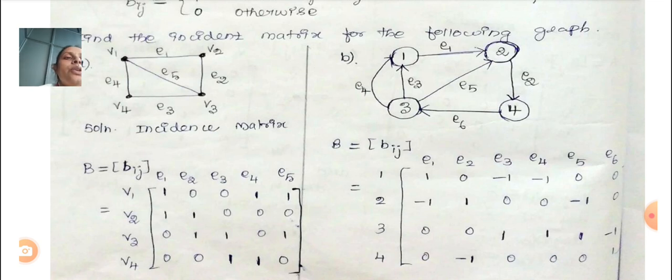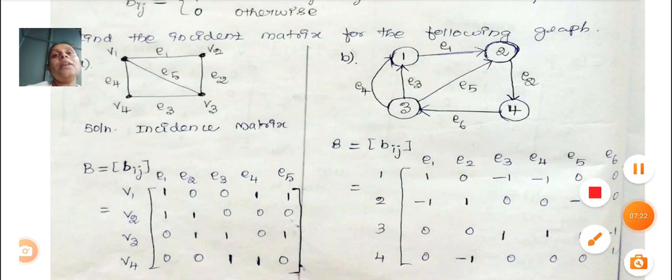Similarly for node 4, 4 to E1 there is no connection, we put 0. And 4 to E2 we put -1. Remaining entries are all 0 except 4 to E6, which we put 1. So this is the incidence matrix. The remaining topics we will see in the next class.